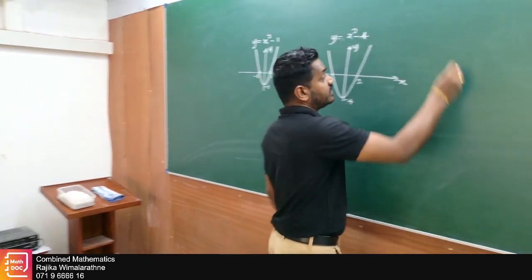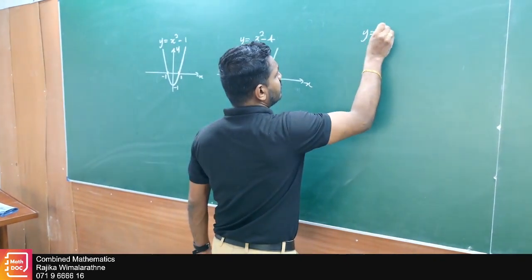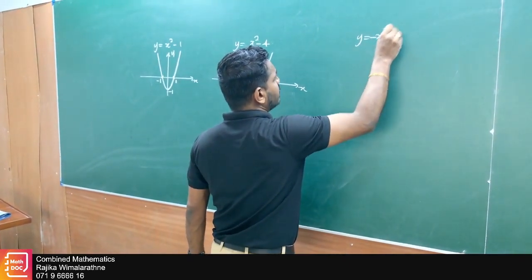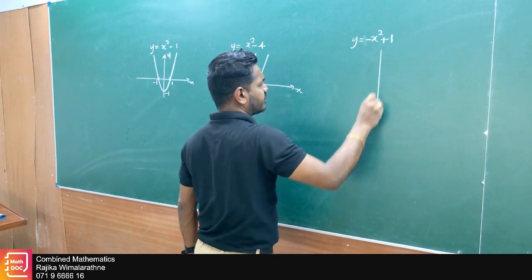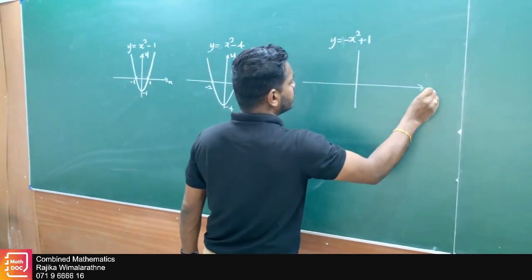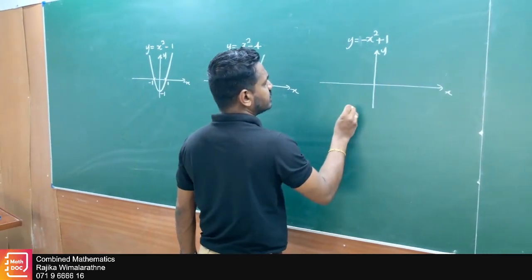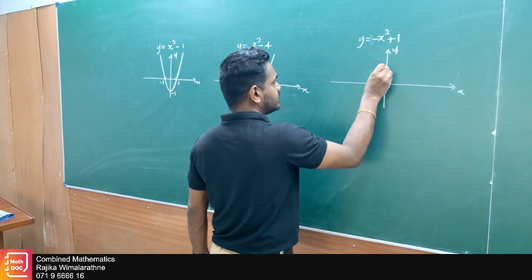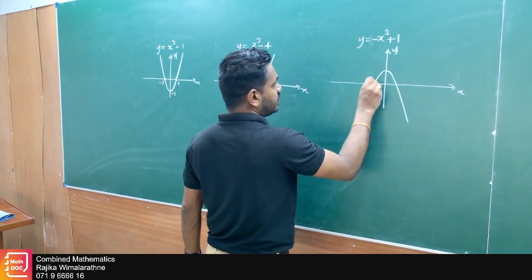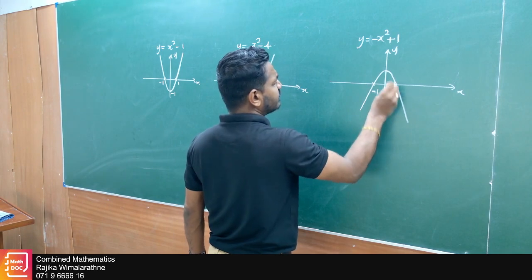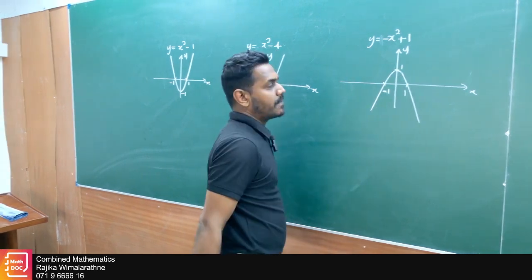You consider another one, y equals minus x squared plus 1. Here x-axis, y-axis, then it goes like this, maximum shape, intercepts minus 1, plus 1, here 1.